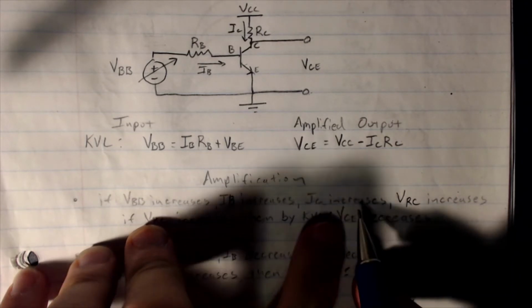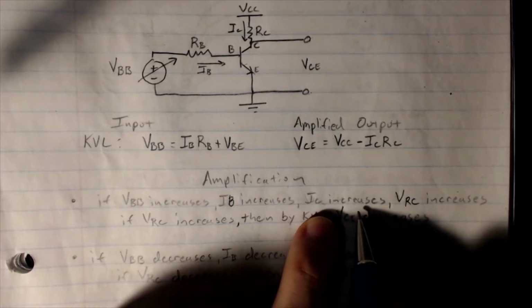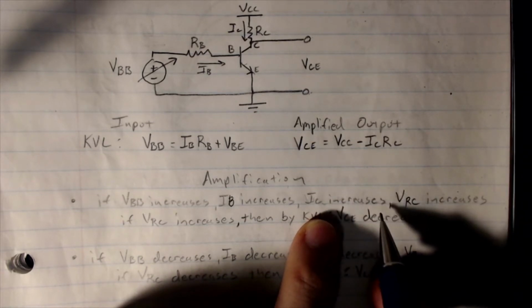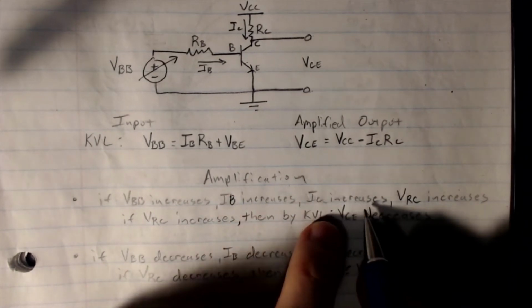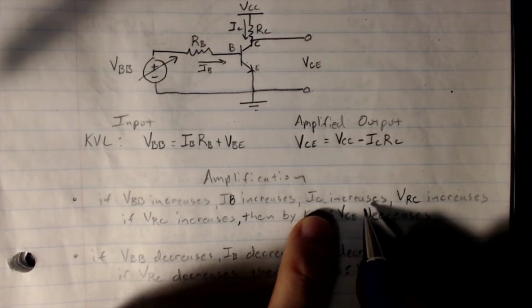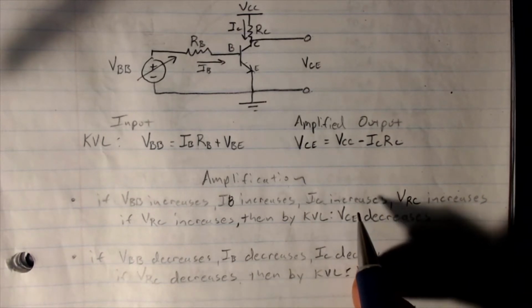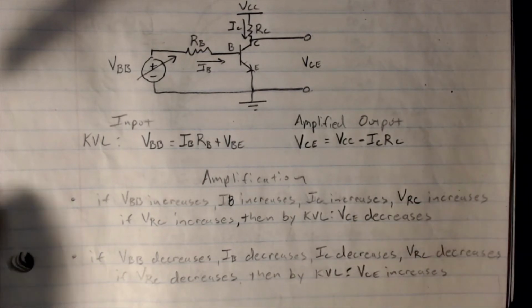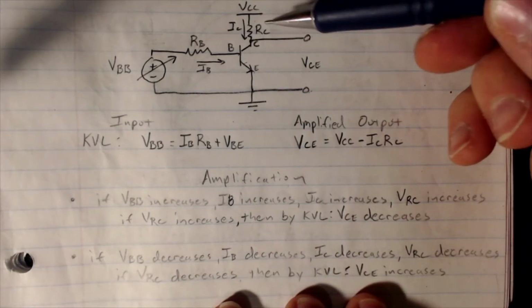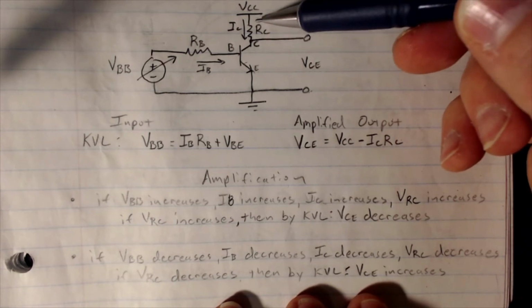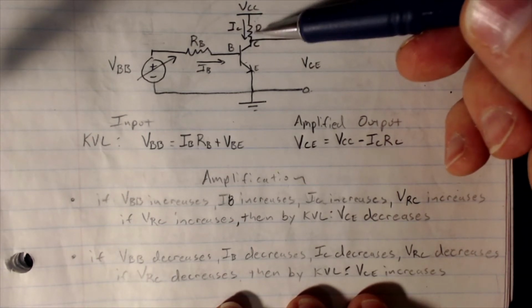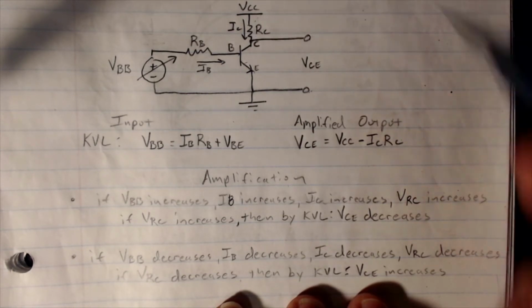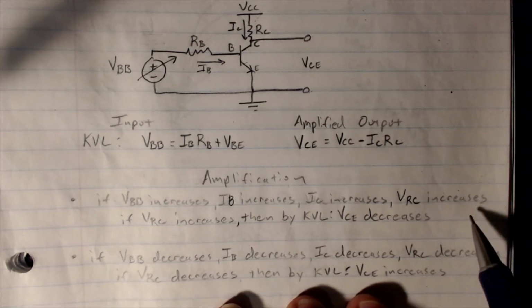And if IB increases, what does the linear model of our transistor tell us IC is going to do? IC will also increase, right? As IB goes up, so does IC. IC is equal to IB times beta. So they're proportional to each other. We expect IC to increase. Well, what happens to the voltage drop across the collector resistor if IC increases? As you would expect by Ohm's law, the voltage drop across RC, or VRC, will also increase.